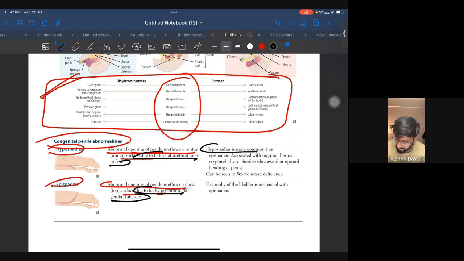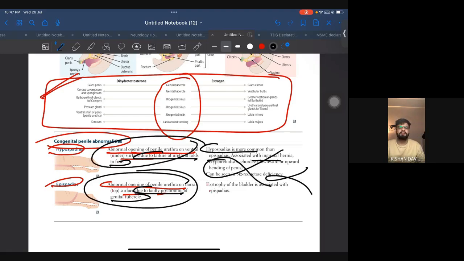Hypospadias is more common than epispadias. Okay, associated with inguinal hernia and all those. This is not necessary, but this is only what they will be asking you. In a question, they will describe the urine is flowing from the dorsal part of the penis.